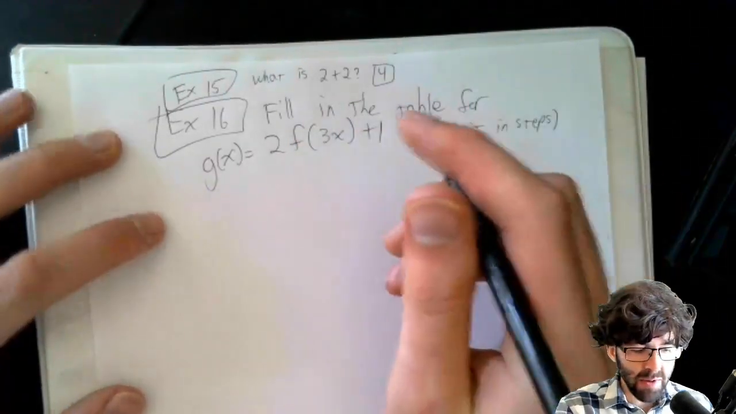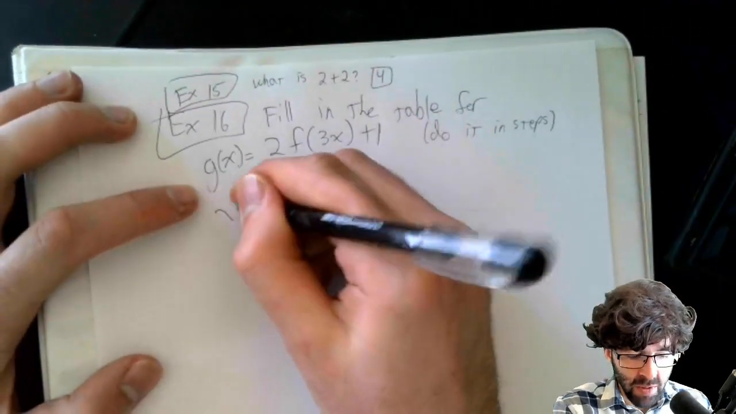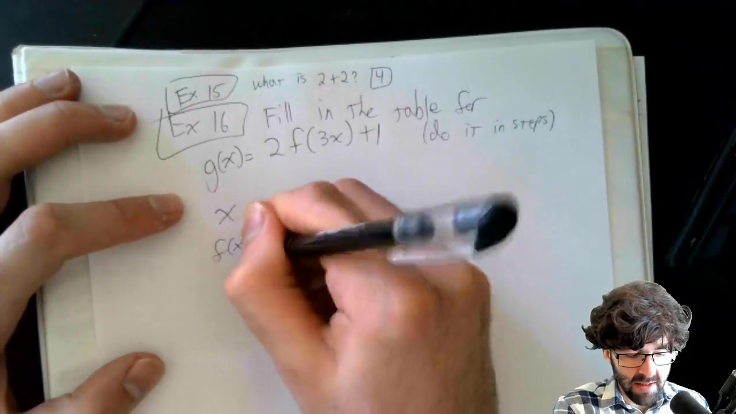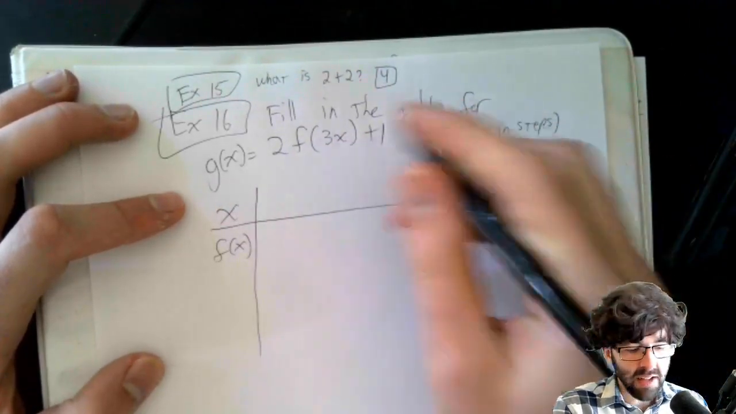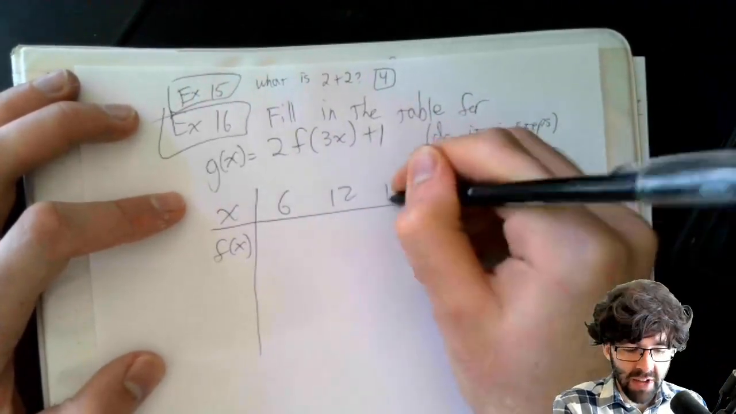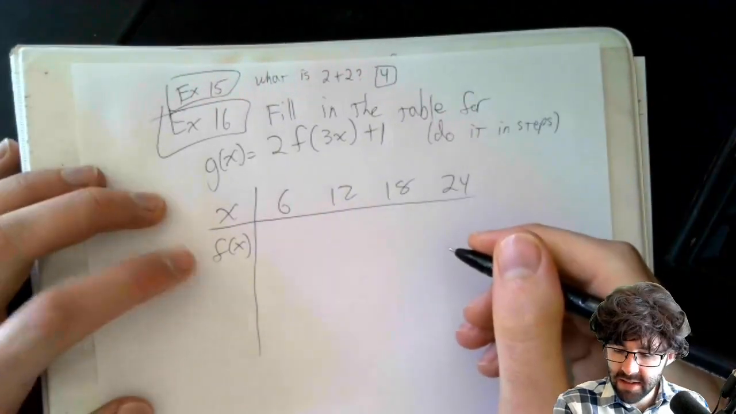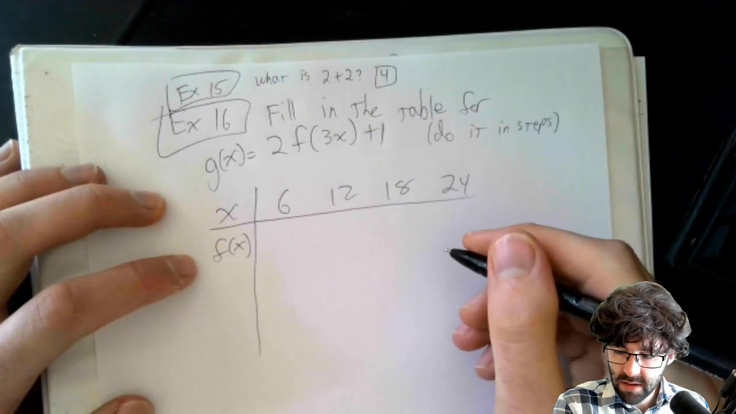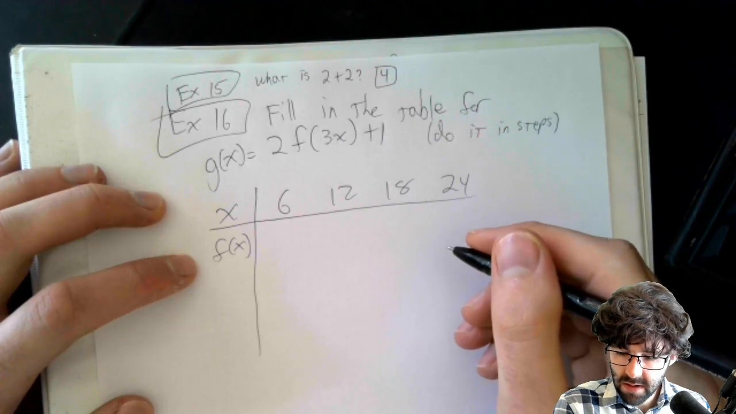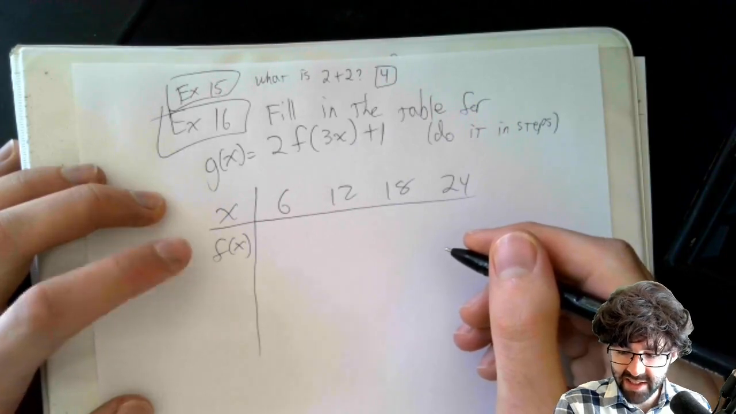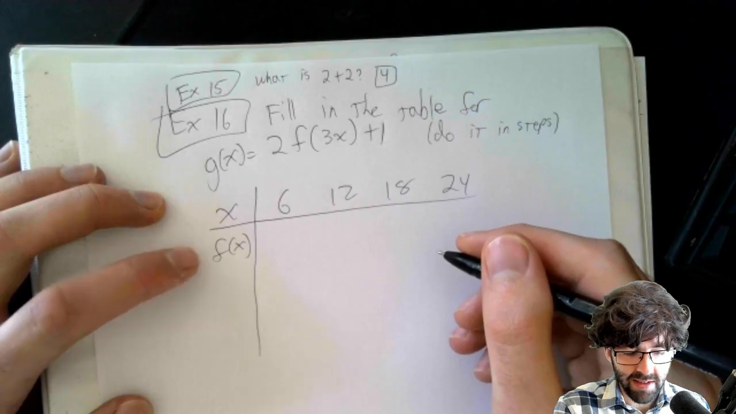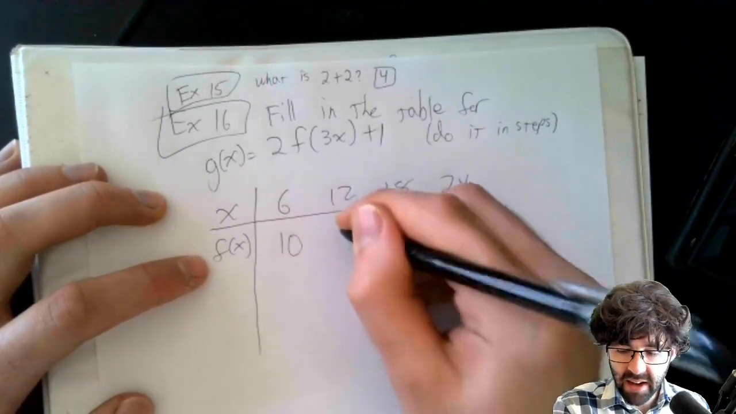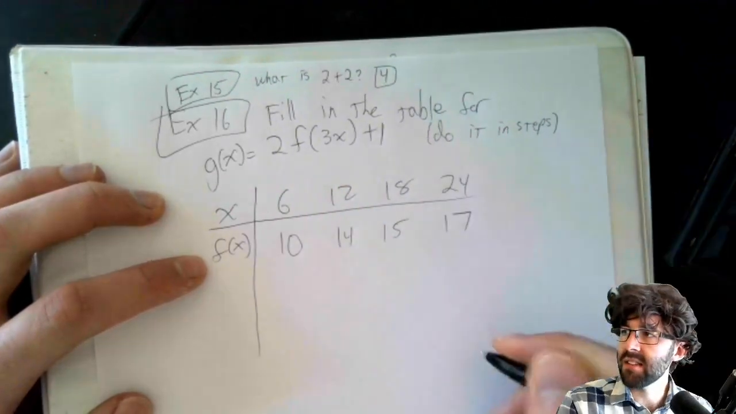All right, example 16 now. Fill in the table. We've got x, we've got f of x, and then we've got a couple more things. So x, this is gonna be something different. 6, 12, 18, and 24 are our values of x. I'm realizing I set this up not in a great way. F of x is going to be 10, 14, 15, and 17.